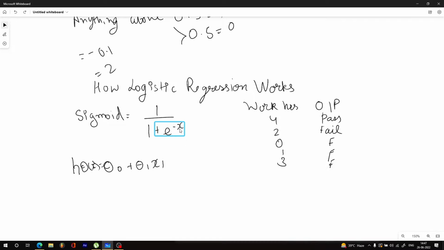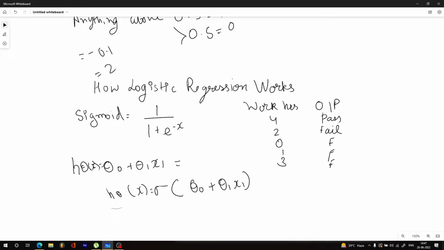To squash all these values, we are going to wrap it with a sigmoid function, in this manner. This is how it will look after wrapping: sigmoid of theta 0 plus theta 1 x1 for h theta x. Hope you are able to understand it properly.